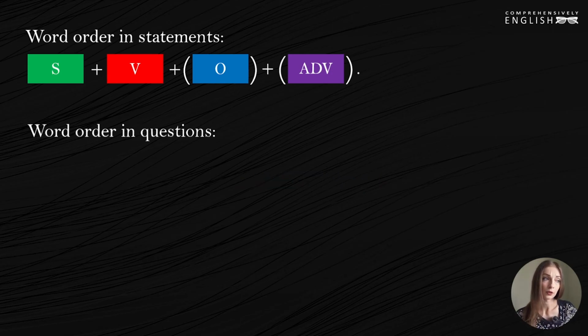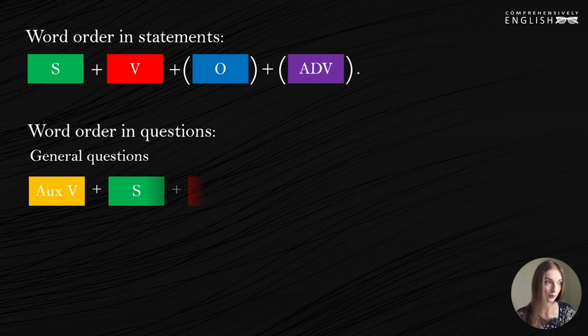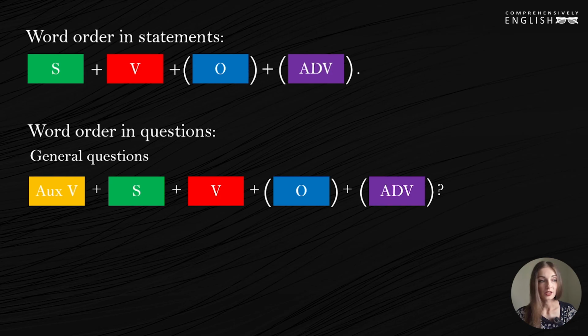Now let's look at the word order in questions. We have 2 different groups of questions, general questions and special questions. In general questions, we start with an auxiliary verb. Then goes the subject, the predicate, the object if we have it, and adverbial modifiers again if we have them. For example, do you like spaghetti? Have you been to this new shopping mall? Will you come tomorrow? Etc.